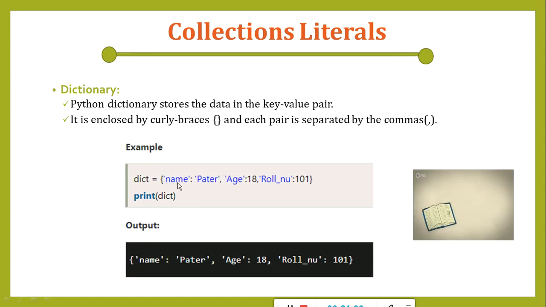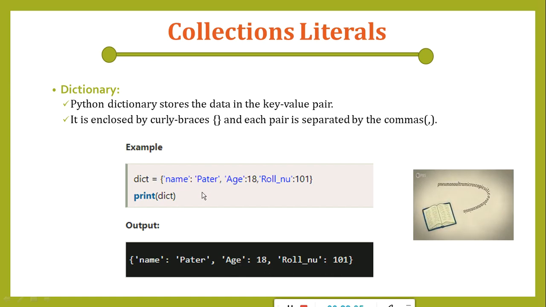The key is name, its value is Peter. The age is again a key, its value is 18. The roll number is again a key, its value is 101. So the keys are name, age, roll number, and the values are Peter, 18 and 101. If we try to print this dictionary, how will it get printed? We can see the output: within curly brackets, name as a key and Peter, then age as a key and 18, roll number as a key, then 101.